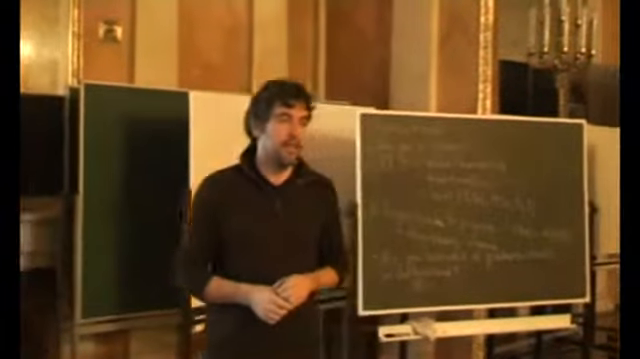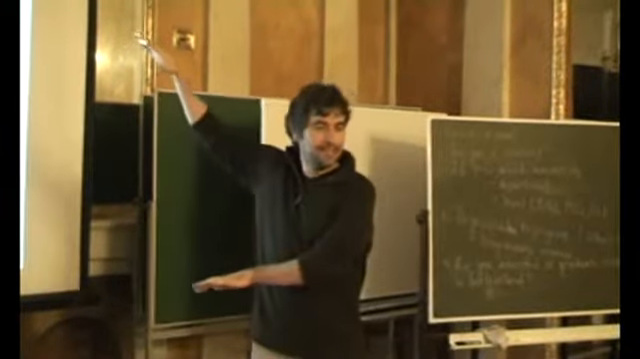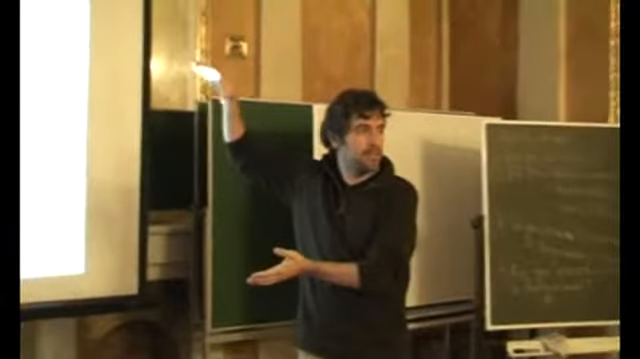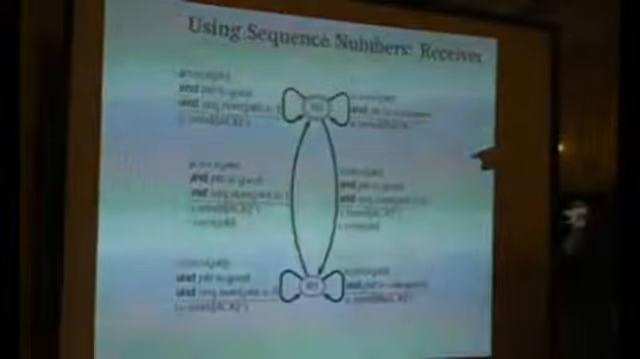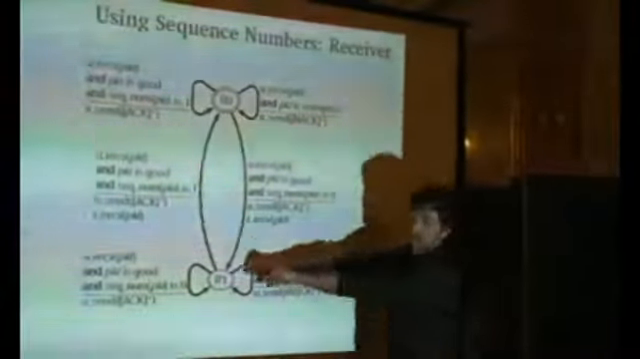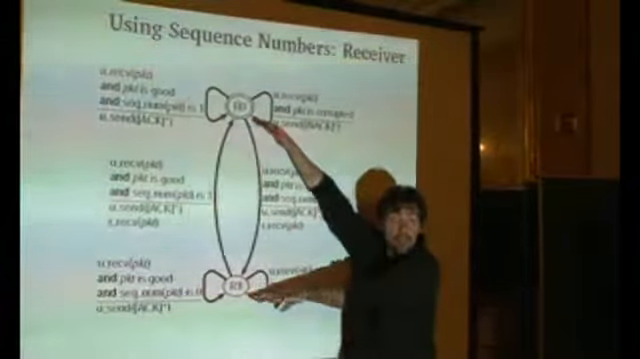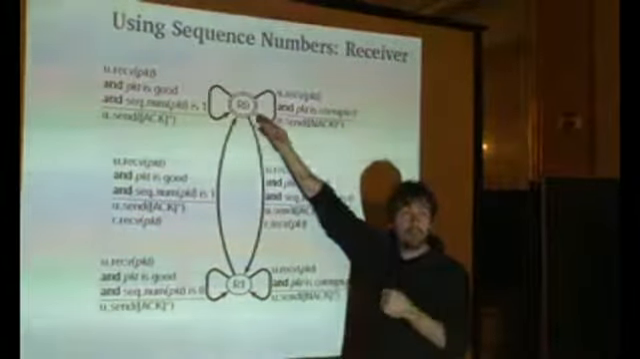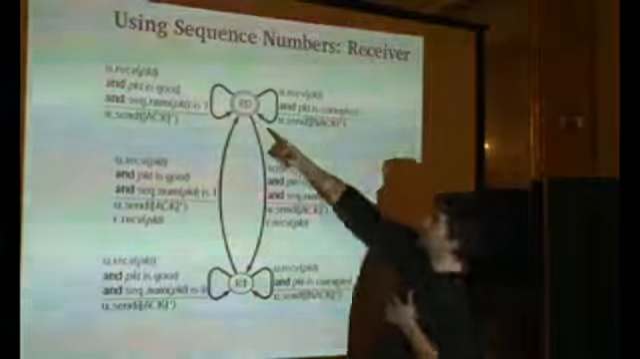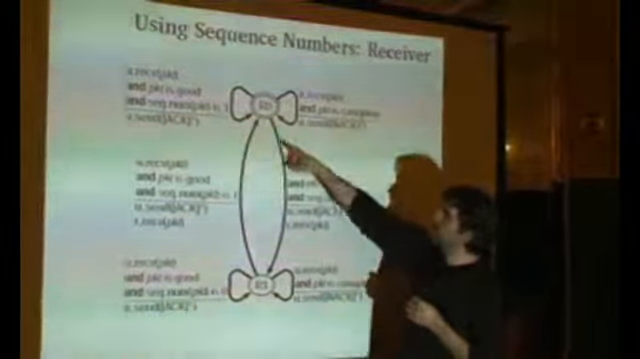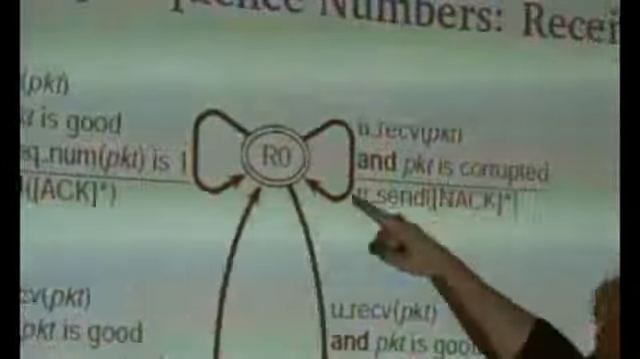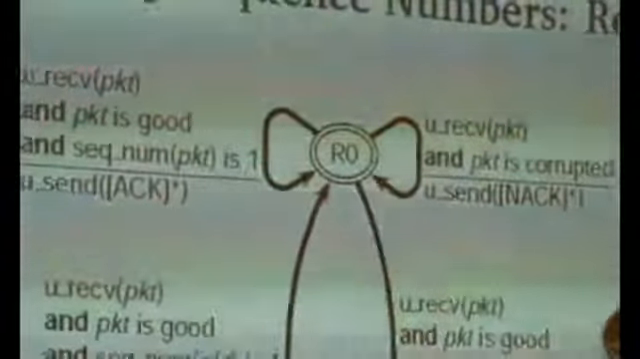What about the receiver end? Again, this looks exactly the same, right? Remember the previous finite state machine, the receiver side, it had only one state. Now we have 2 states. In one state, we're expecting sequence number 0, and here we're expecting sequence number 1.